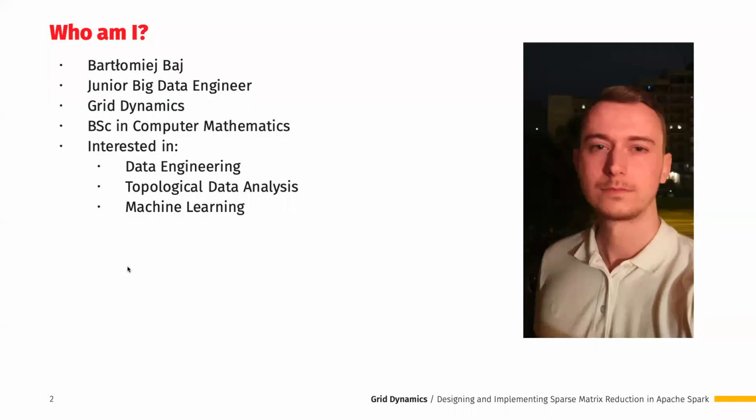So let's begin with who actually I am. So I'm a junior big data engineer here at Grid Dynamics. I graduated from Jagiellonian University with bachelor's in computer mathematics. And I'm obviously interested in data engineering because this is my role. But also, the more relevant topics today are topological data analysis and machine learning, especially deep learning.